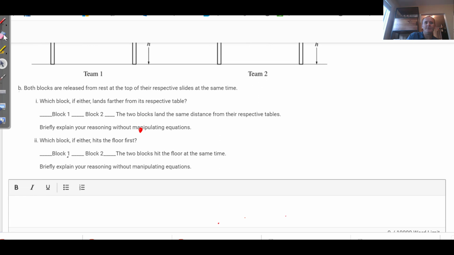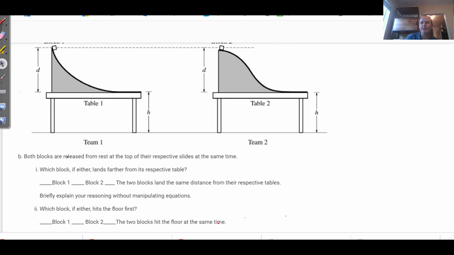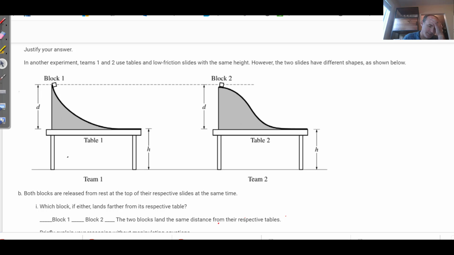All right, now this one's a little bit trickier. It says which block hits the floor first. So which one do you think hits the floor first? At first glance, you might think it's going to take the same time because they have the same energy and the same velocity here. But the thing that's different is which one of these hits that velocity sooner. And you can see that block 1 hits this velocity sooner. So we could say that the acceleration for team 1 is greater than the acceleration for team 2.